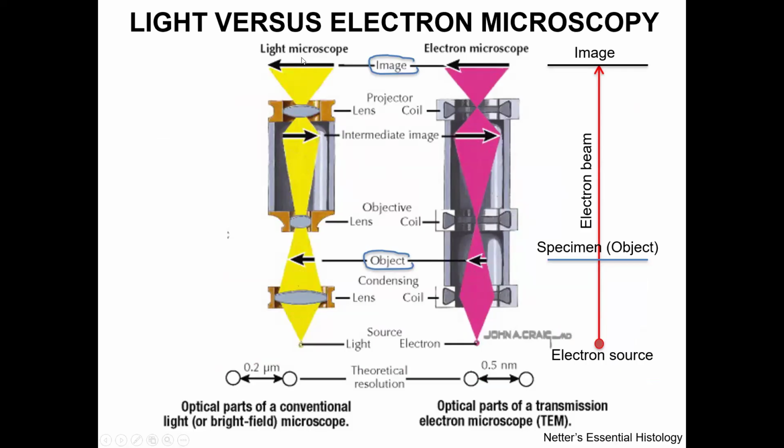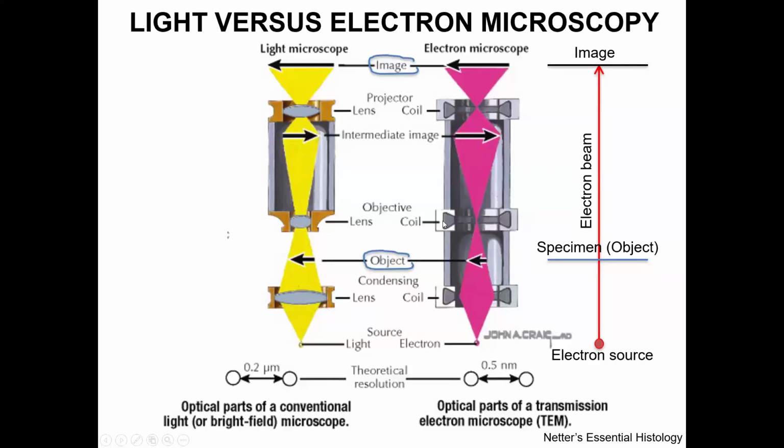This is now a direct comparison between the light microscope and the electron microscope. The specimen is placed here. This is the light source, this is the electron source, this is the coil that serves as a lens, similar to a lens for the electron beam.